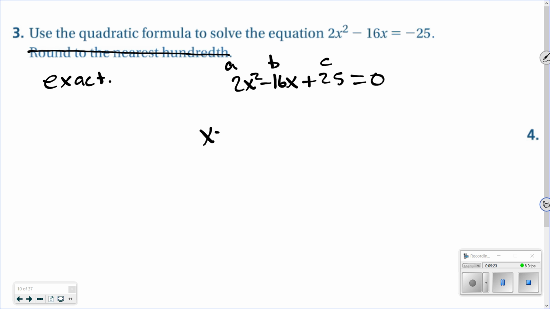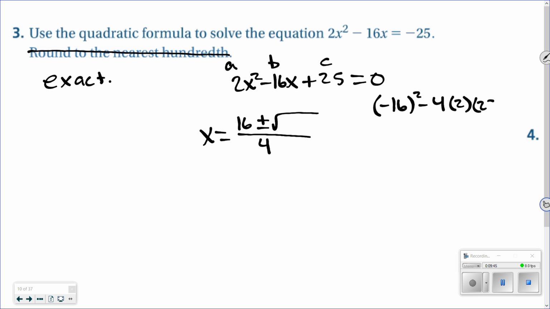X is equal to negative b. It's already negative, so it changes to a positive. Plus or minus, I'm going to leave that square root blank. 2 times 2. Okay, let's figure out that b squared minus 4ac. Negative 16 squared minus 4 times a is 2 times c is 25.